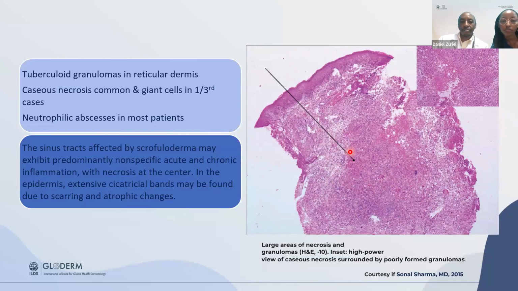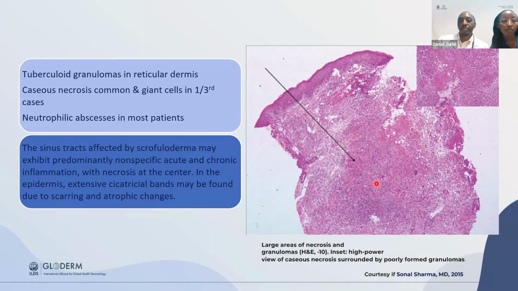Sinus tracts are affected by scrofuloderma. They may exhibit predominantly non-specific acute and chronic inflammation with necrosis of the center. In the epidermis, there is extensive scarring, and bands may be found due to scarring and atrophic changes.